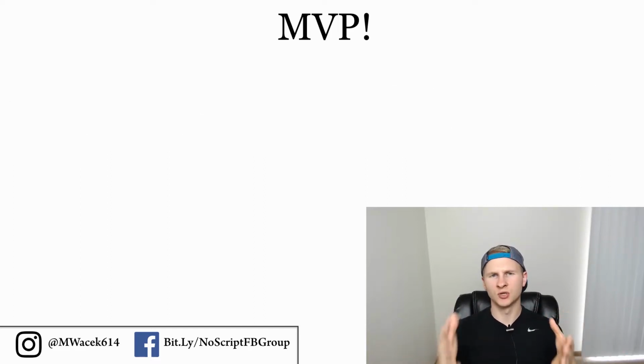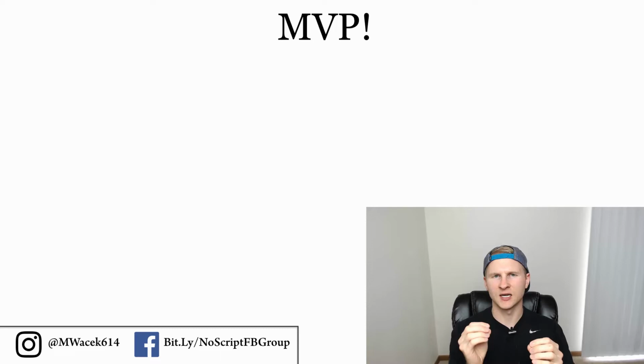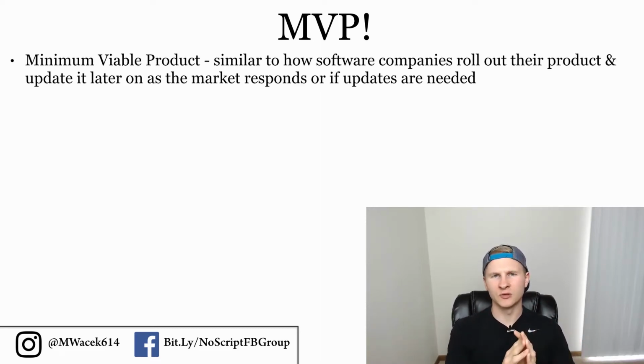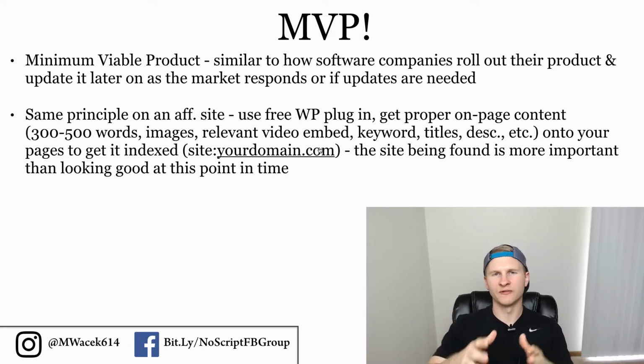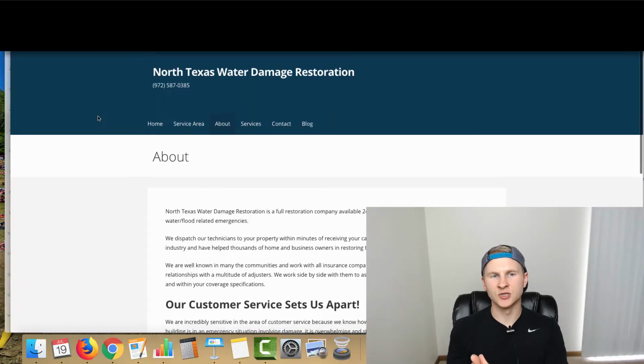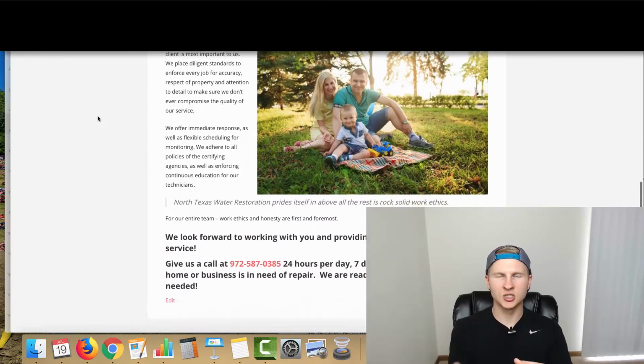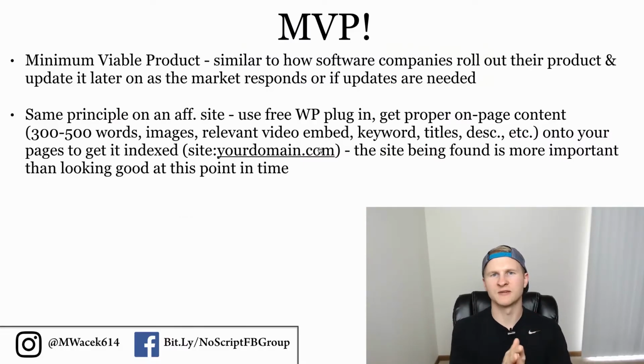So when it comes to building out your website, you really need to have this thought in mind, and that is minimum viable product, MVP. This is really popular within the software world, where basically they'll roll out their product and update it as they go, as it's needed, how the market responds, that type of thing. The same principle applies to your affiliate lead gen sites. You just want to have a free WordPress theme, your basic content, 300 to 500 words, images with alt tags, a relevant video embedded on the page, and keywords, titles and descriptions, all that stuff optimized onto your pages. And then once it gets indexed, that's when things start to change a little bit.